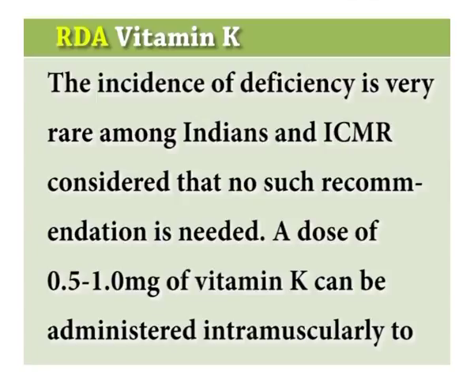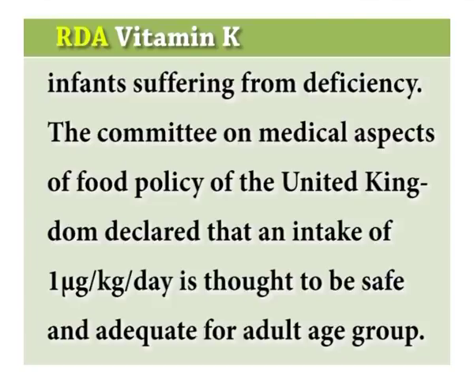Recommended dietary allowances. The incidence of deficiency is very rare among Indians, and ICMR considered that no such recommendation is needed. A dose of 0.5 to 1 milligram of vitamin K can be administered intramuscularly to infants suffering from deficiency. The Committee on Medical Aspects of Food Policy of the United Kingdom declared that an intake of 1 microgram per kg per day is thought to be safe and adequate for the adult age group.